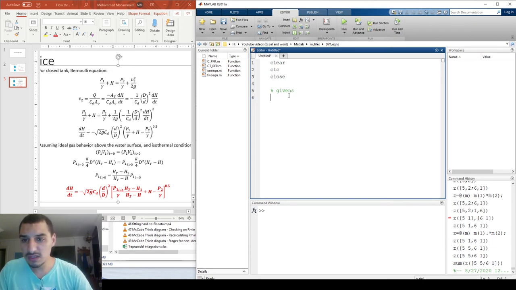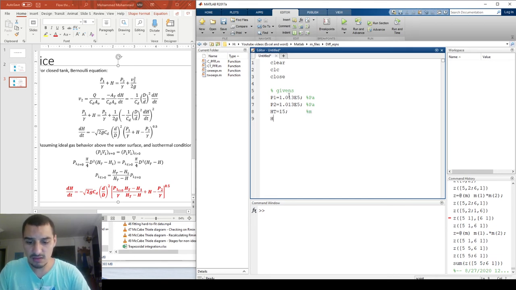So the givens here, let's say that I have P1 equals 1.013 multiplied by 10 to the power of 5, and this is going to be in Pascal. I'm going to put P2 equals, I'm going to put both as 1 atmosphere just for now, and then we will change them later. I have 3 H's, so I have HT, which is the height of the tank. I'm going to put it at 15 meters.